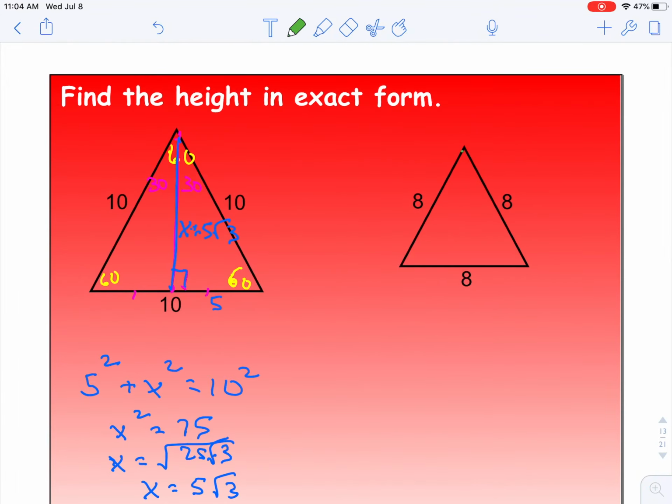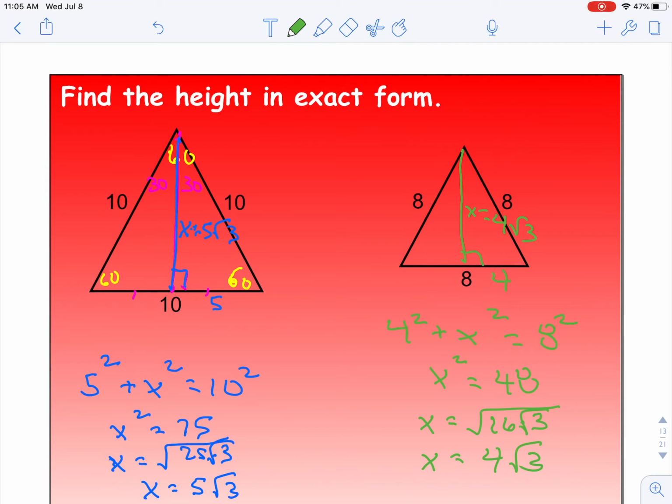And if we do the same thing with this one over here, again, we're finding the exact height, which makes this 4, and we'll call this x again. So we can do 4 squared plus x squared equals 8 squared. So x squared equals 48. So x is equal to the square root of 48, which can be broken down into 16 times 3. So x is equal to 4 square root of 3.